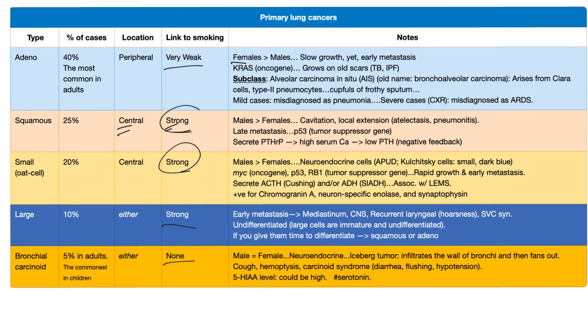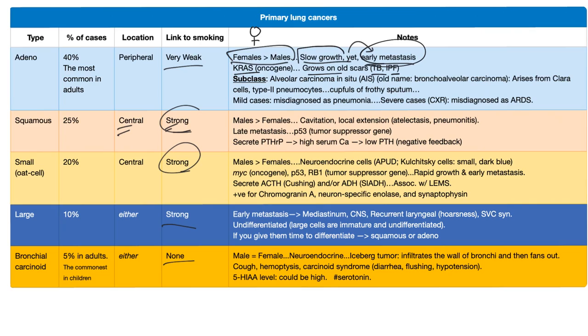Let's talk about adeno, commoner in females than males. Slow growth, but early metastasis. Horrible. So these poor women who never smoked develop an adenocarcinoma that grows slowly, so they are asymptomatic, but it's early metastasizing, so they die very soon. Horrible. Associated with KRAS oncogene, grows on old scars such as tuberculosis and interstitial pulmonary fibrosis.